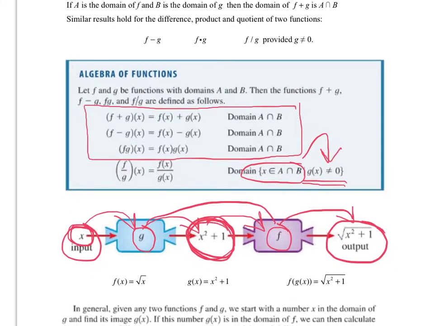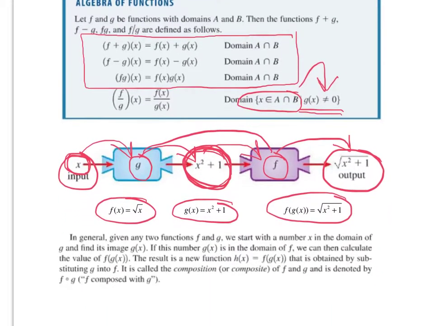So what we have here is two functions, one of them being the square root function, and the other being this function that squares and then adds 1. And what we did was f of g of x. That is what we mean by composition of functions.